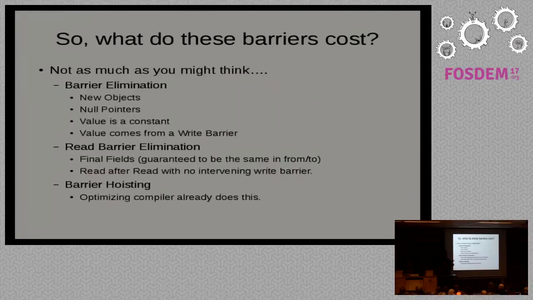So what do these barriers cost? They're not really as much as you might think. We have phases in C2 where, well, these guys are going to correct me. I'm not a C2 expert. But we can do elimination of barriers on new objects and null pointers. We can do read barrier eliminations on final fields. And C2 already does barrier hoisting. So if you have a read barrier in a loop, it can sometimes hoist it out of the loop to make it less expensive.